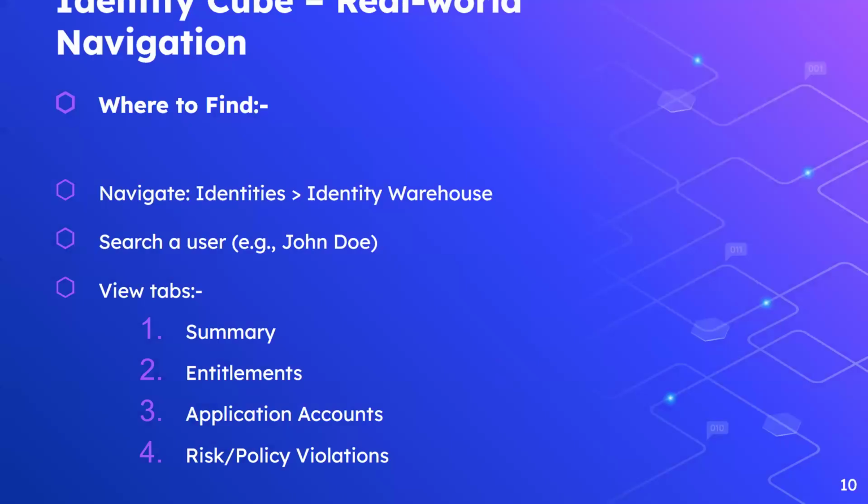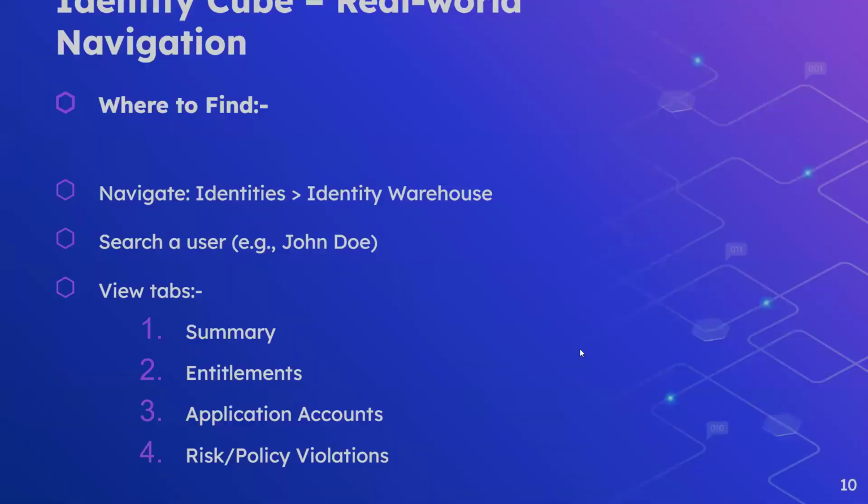So for Identity Cube real-world navigation, where to find it, I already told you that you need to navigate to Identities. Then inside Identity Warehouse, you can search any user and then view the tabs. There will be the entitlements, application accounts, their mandatory attributes, then risk, policy violations, any events that occurred, or any history of that user. All of these things are included inside the identity cube.